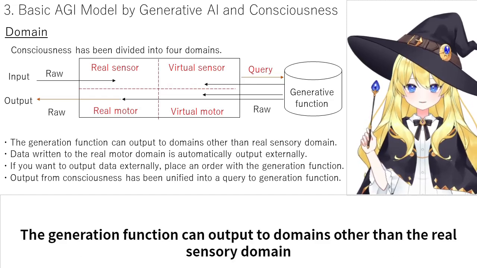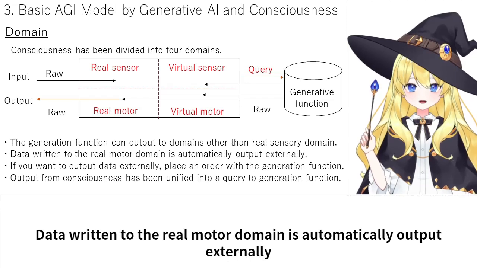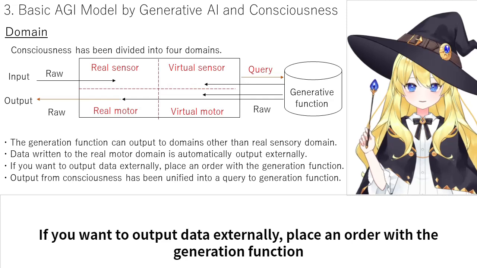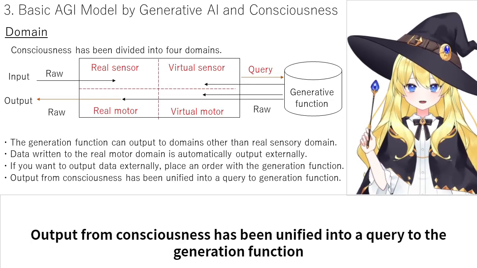The generation function can output to domains other than the real sensory domain. Data written to the real motor domain is automatically output externally. If you want to output data externally, place an order with the generation function. Output from consciousness has been unified into a query to the generation function.